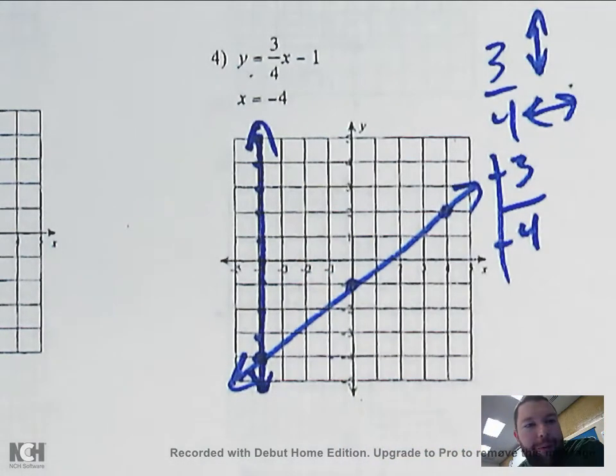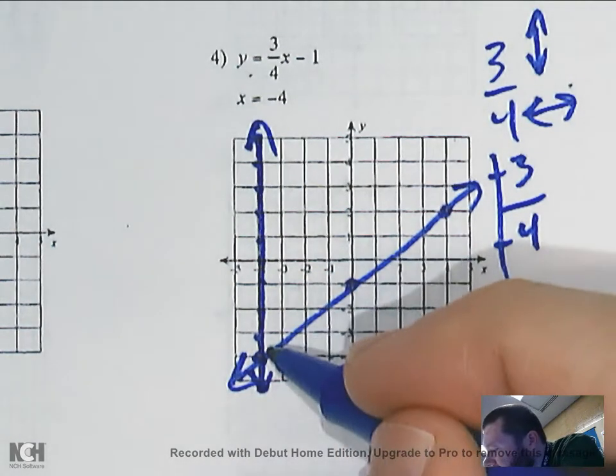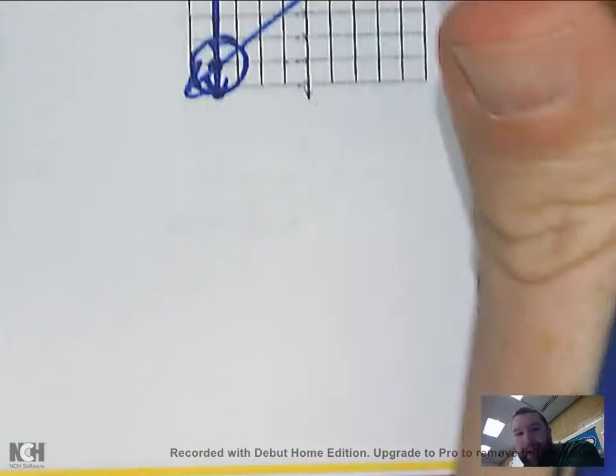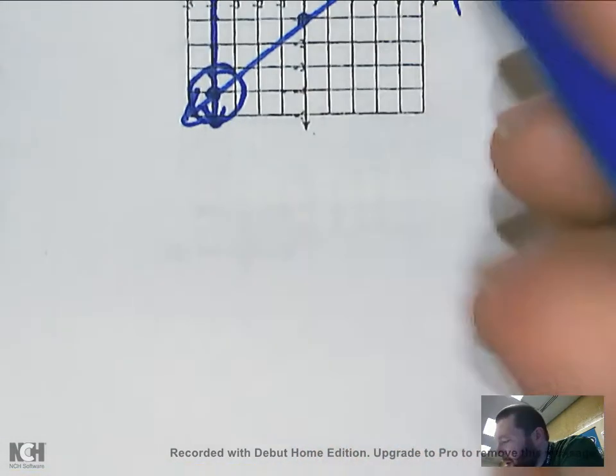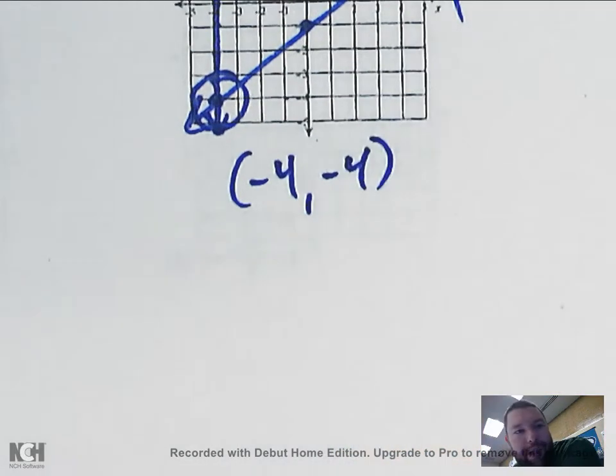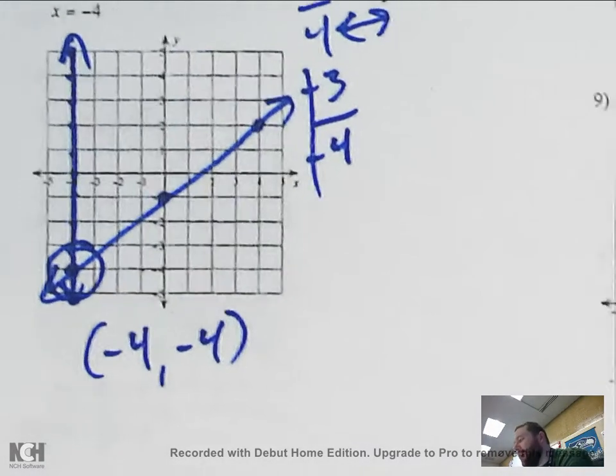And then again, we're looking for the point where they intersect. And they are intersecting right there at -4 and -4. So my solution would be -4, -4. Just the ordered pair that represents that point. Okay? Let's do a couple more examples here.